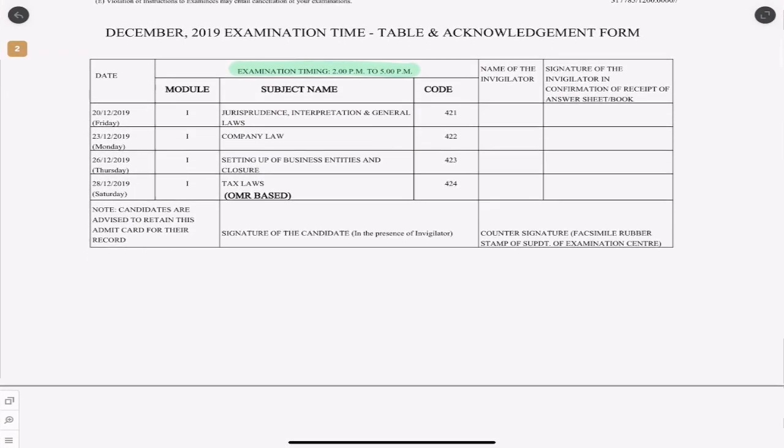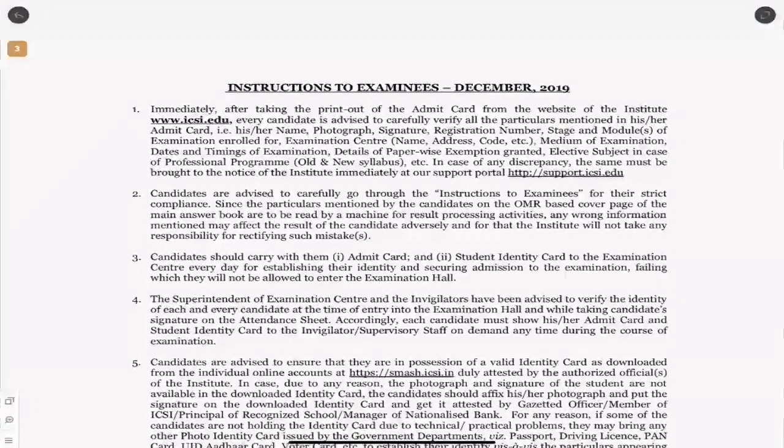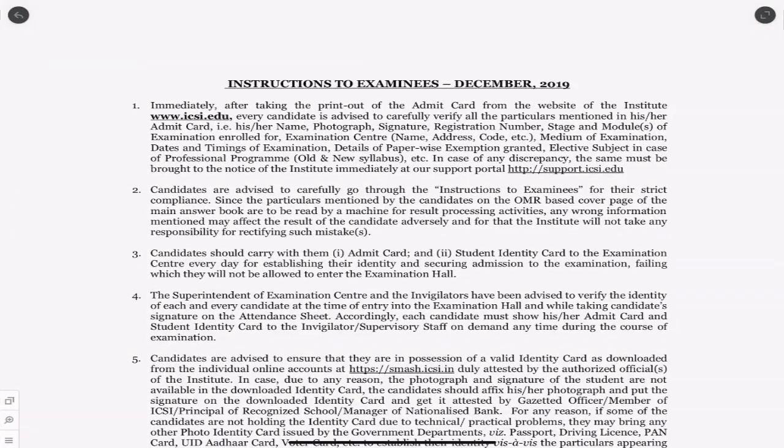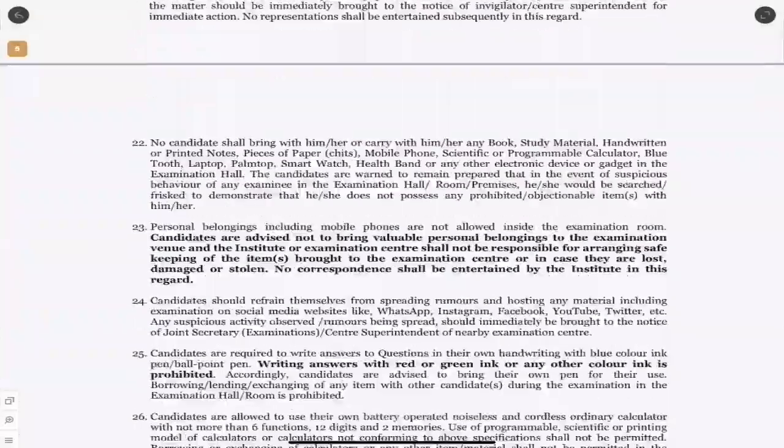Then you have the exam. What are the timings of the exam? Then also what are the subjects you're taking and things like that. Next, we have these instructions to examinees. If you look at it, these instructions are so huge that we don't want to study.